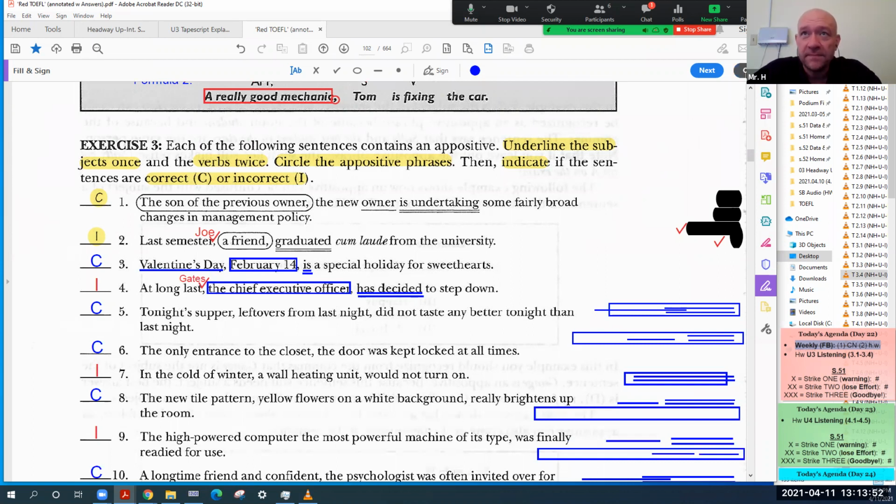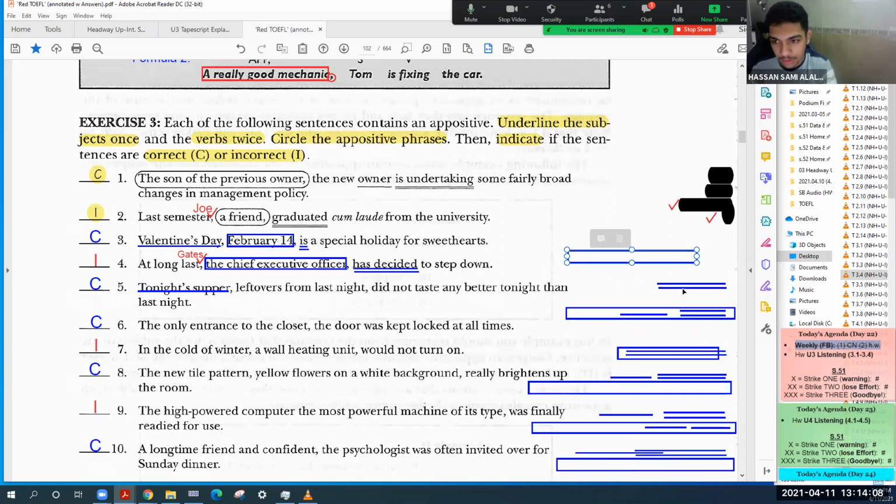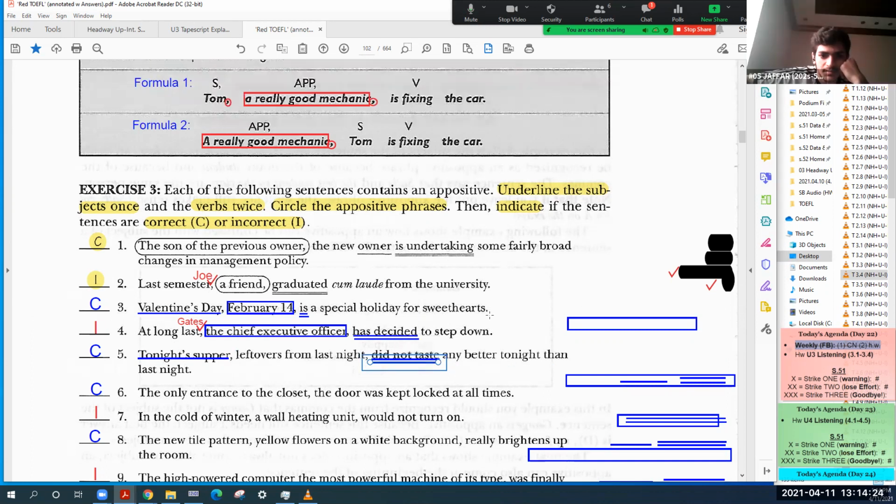Number 5. Can you find a subject in 5? Tonight, supper. What is supper, you guys? Anybody know? Dinner. Same as dinner. Now, where's the verb? Find the verb. Did not taste. Okay. So which formula is it? First formula. So where do I put this box? In the middle.